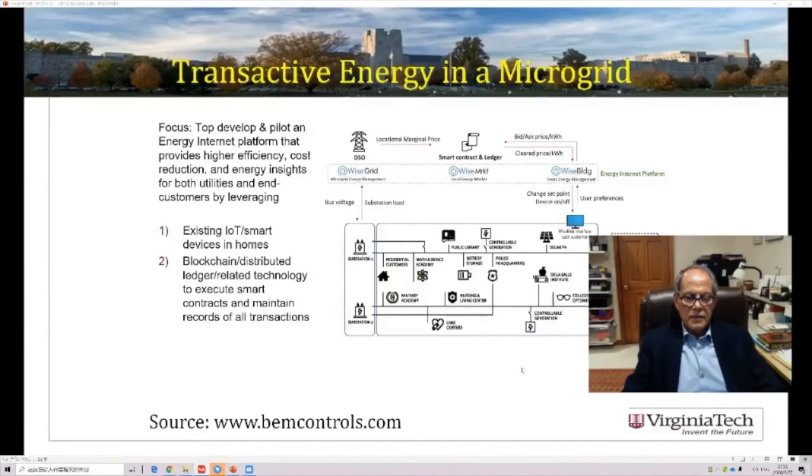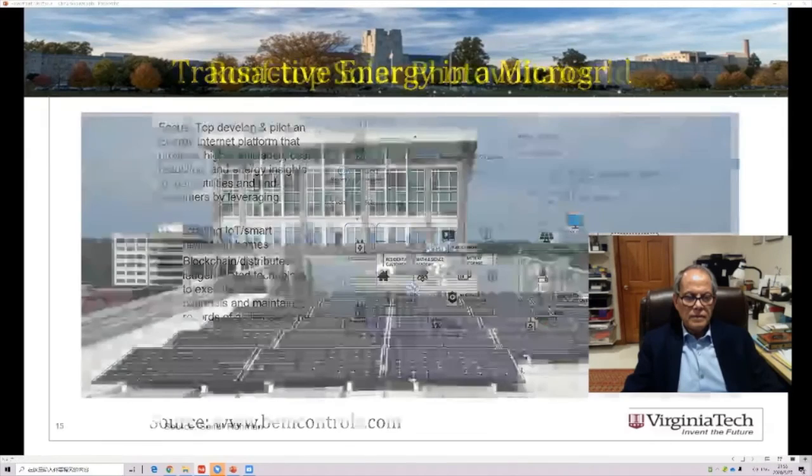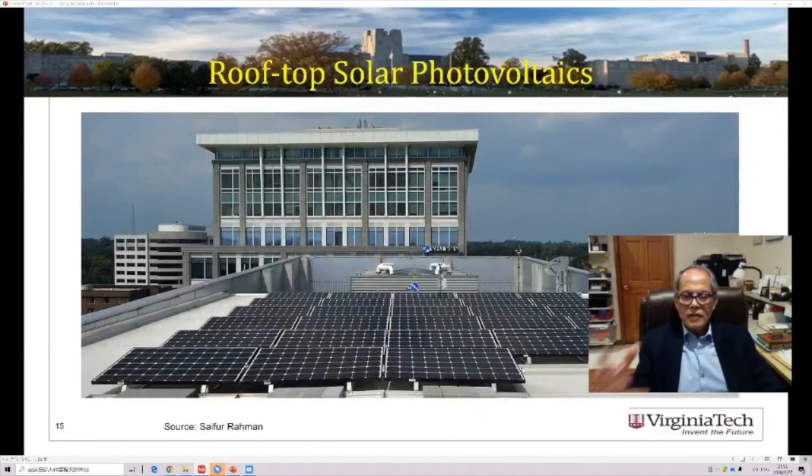Next page, please. This is an example of rooftop solar. That's my building in Virginia. We have rooftop solar, so we can sell power to the building. The building doesn't need all this power. It can sell the power to the next building. That is called transactive energy. Next page.